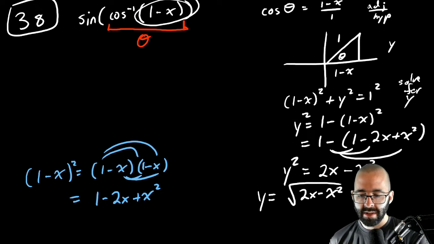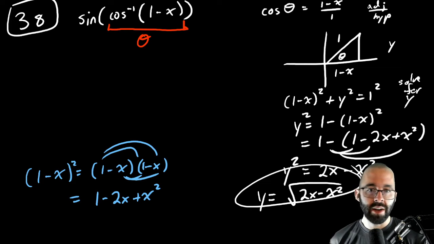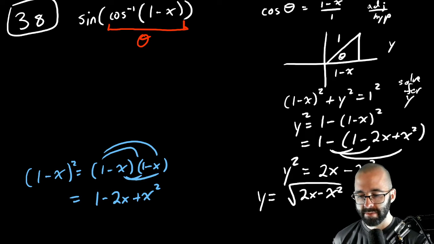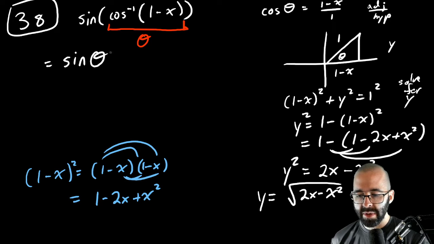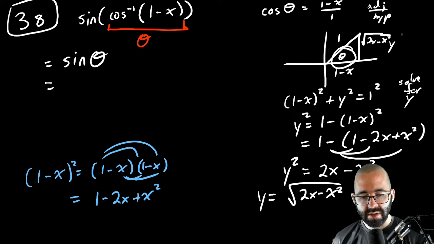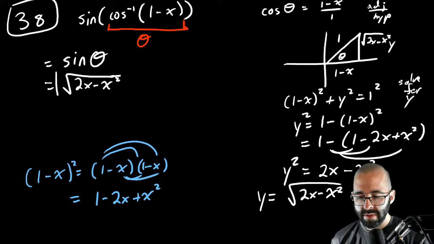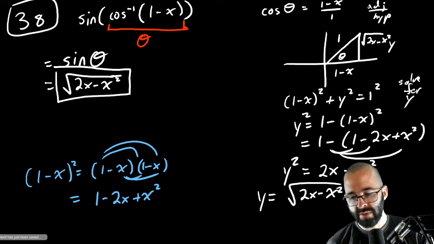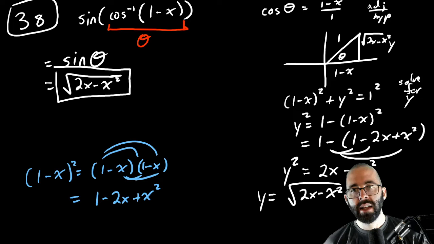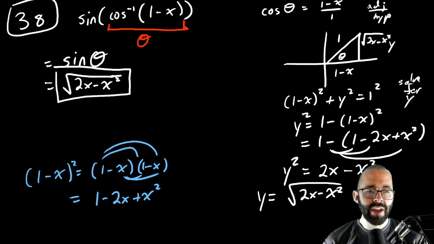We don't know what x is, but whatever x is, that'll tell us what y has to be. Again, this is just going to equal the sine of that angle, which is why we needed y, because the sine of that angle was the square root of 2x minus x squared. Sine of that angle is opposite over hypotenuse. That's just going to be the square root of 2x minus x squared divided by 1. We don't have to write the divided by 1. That's our answer here.